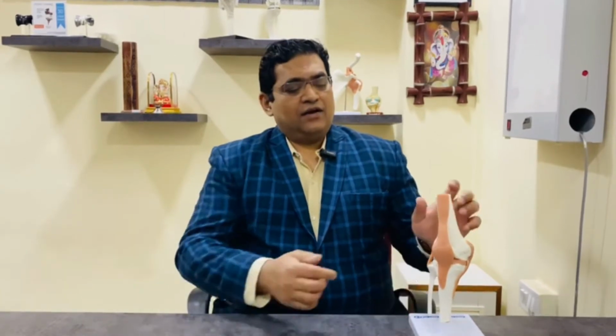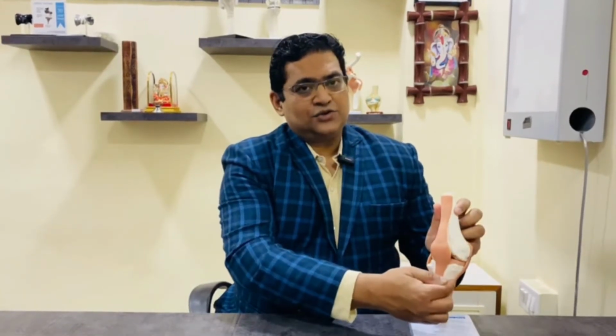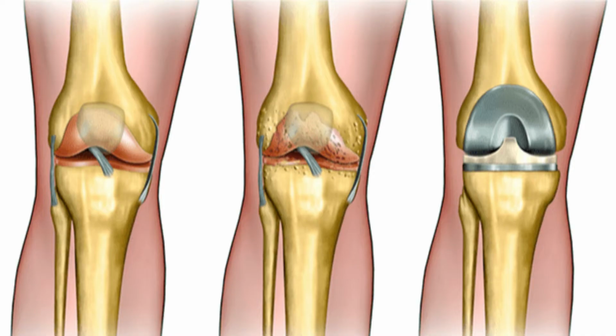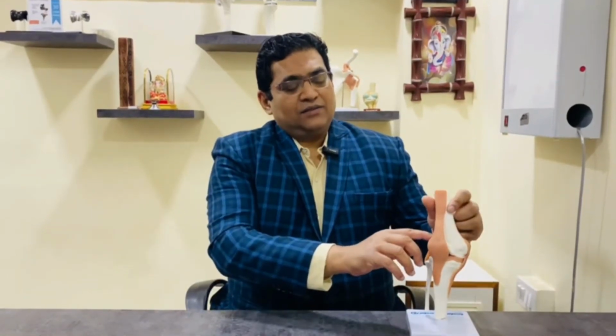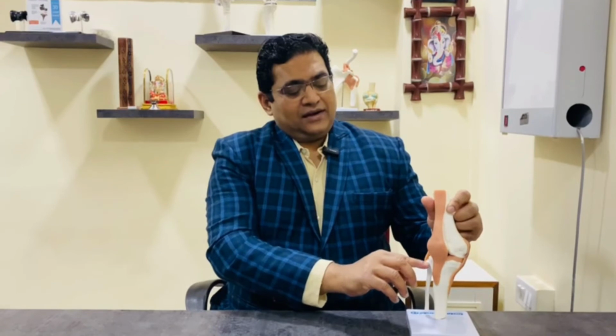The other type of surgeries are open surgeries where a cut is taken in the front of the knee joint, the joint is opened, and either one side of the knee or both sides of the knee are replaced. The other open surgeries of the knee are osteotomies of the knee, where correction of the deformities is done by cutting the bone and putting a plate. Other open knee surgeries are fixation of fracture.